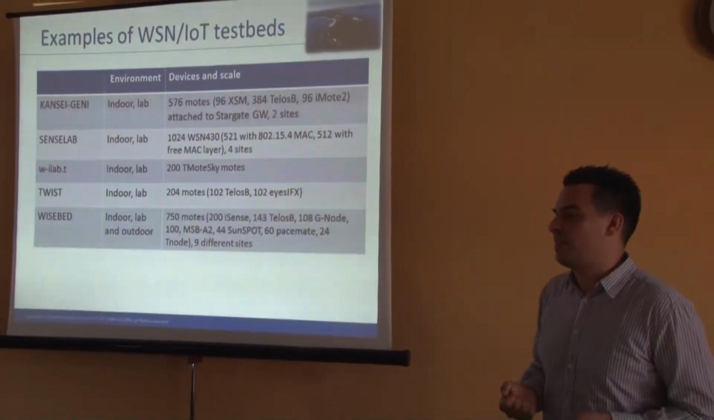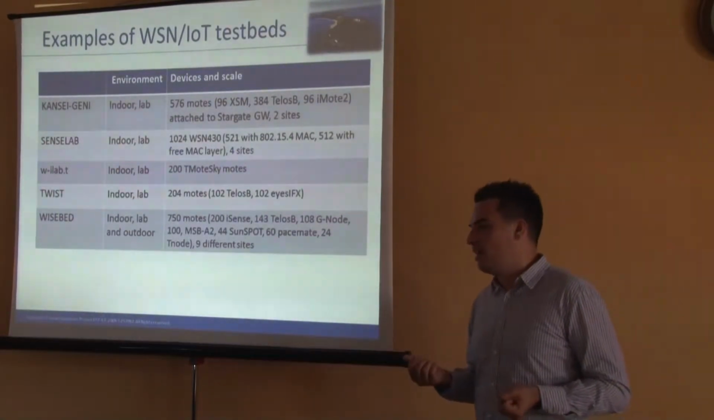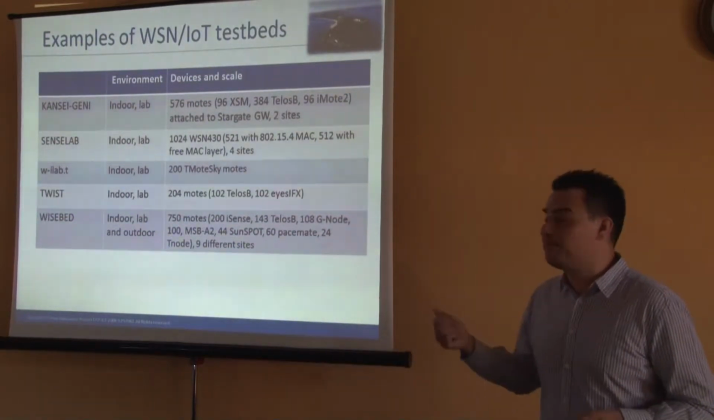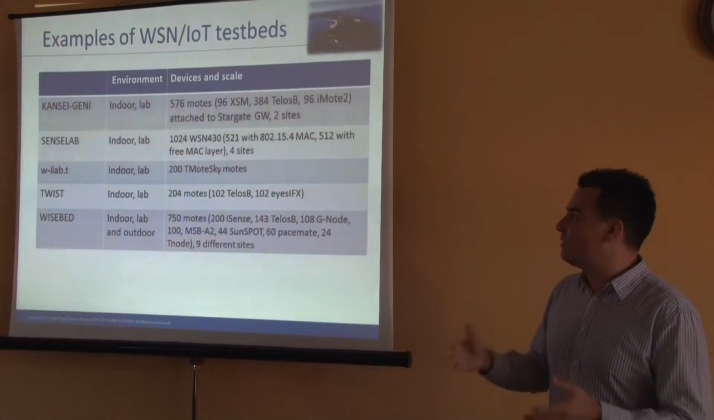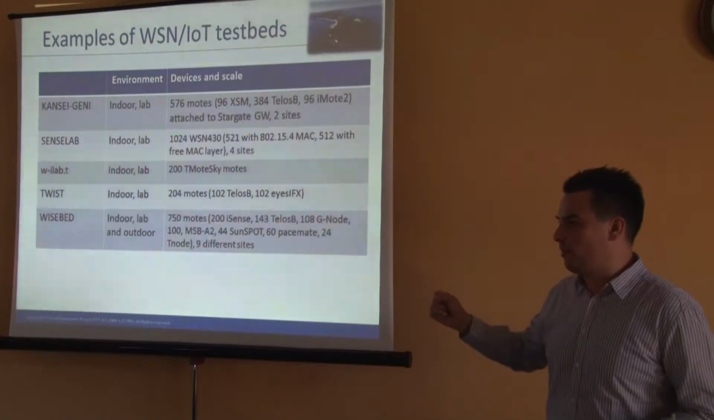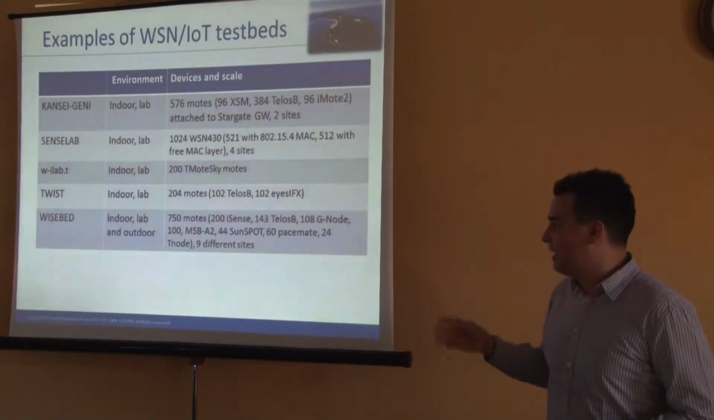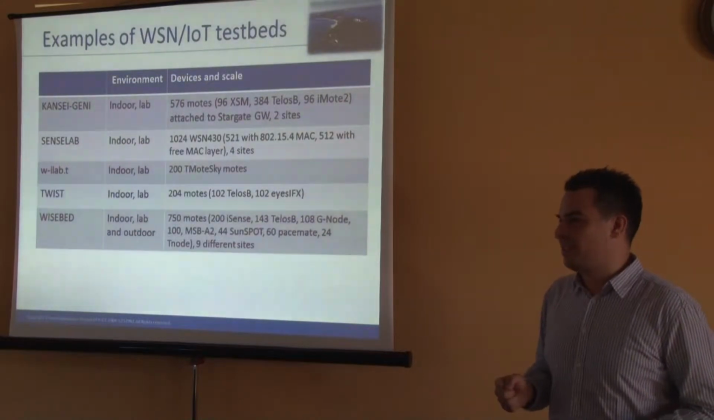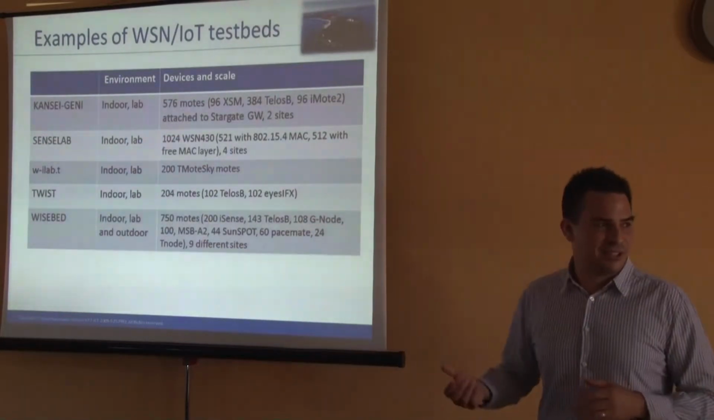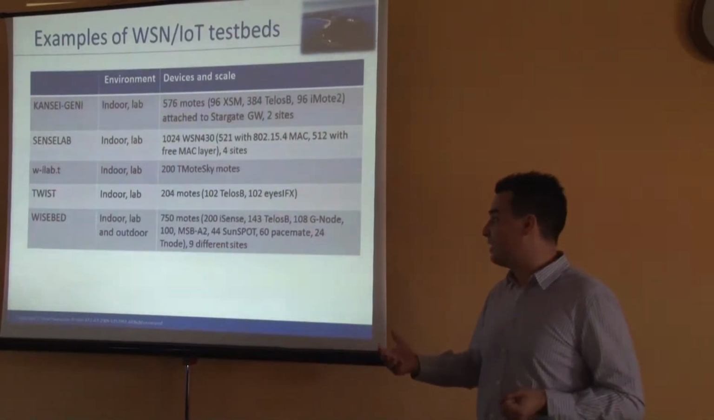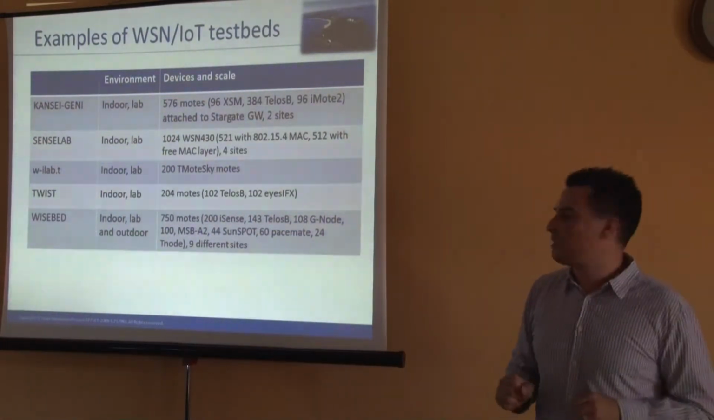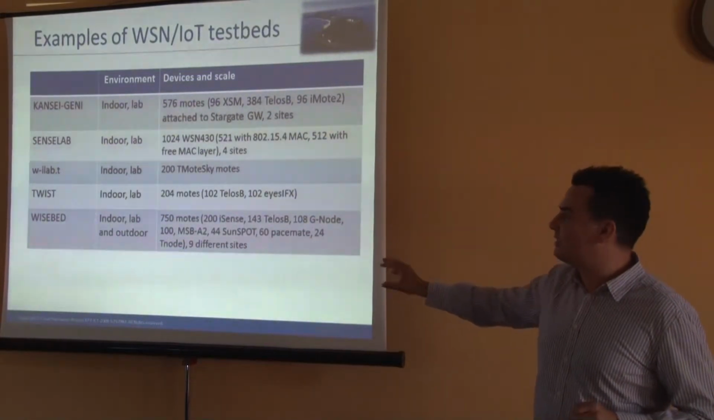w-iLab.t is also another testbed, which I believe is from a research institution in Belgium, IBBT. It's also an indoor testbed, 200 nodes that you can run experiments on. Twist is one in Berlin, provided by TU Berlin, and WiSebed is basically a former European project that has created a federated testbed, and WiSebed technology has also been used in SmartSantander, which provides the foundation of things that we have done. It's one of the testbeds that now has some outdoor deployments available for experimentation, and has quite a large scale of heterogeneity.